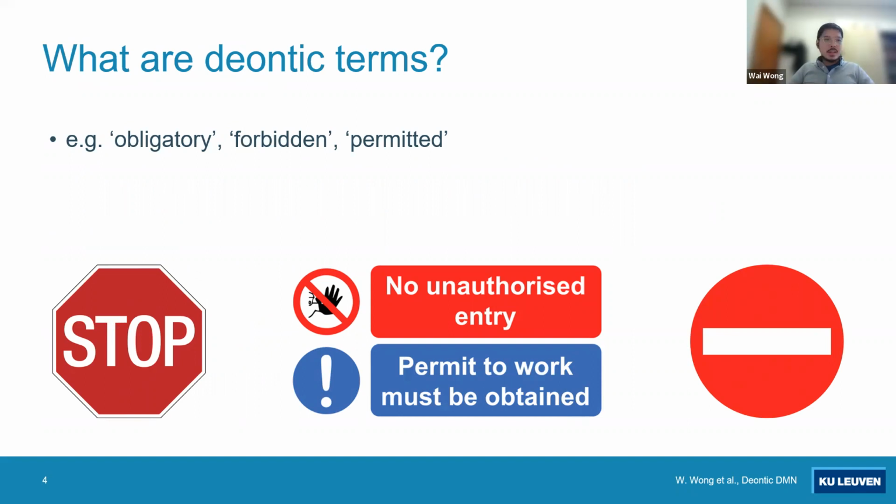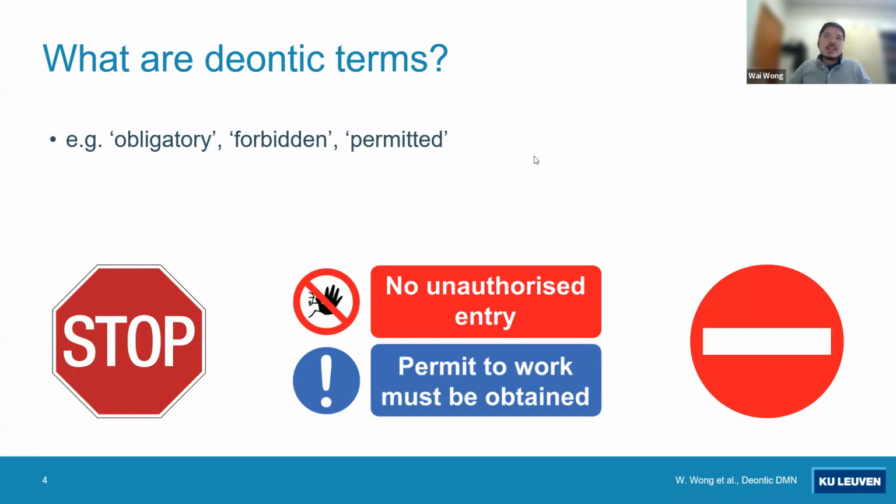So for example, you can see the traffic rule, the stop sign actually telling you must stop there. You also have the forbidden to enter sign in the traffic rules, and also you have some other rules, just like maybe at the left you will see that there is no unauthorized entry, then you have the permit to work must be obtained. So this kind of concept with the permission, must, or even other terms that you may do that, you can do that, these kind of things is what we call the deontic term.